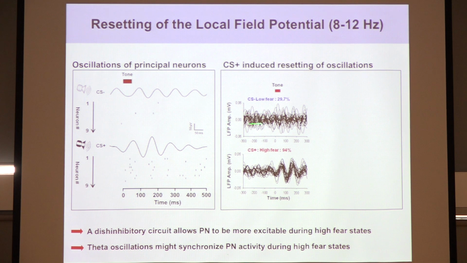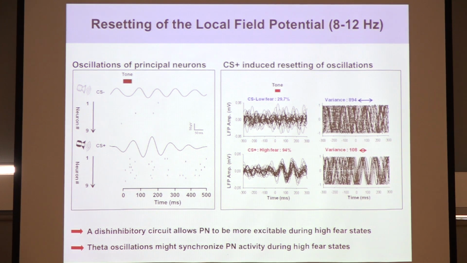You can see that there is nothing occurring in the CS- condition when the fear was low. But when the fear is high, we observe that there was a resetting of the oscillation. That is, you have a transient increase in the amplitude that always occurs at the same time. And of course, this was linked to the firing of the neuron just at the peak of the oscillation.